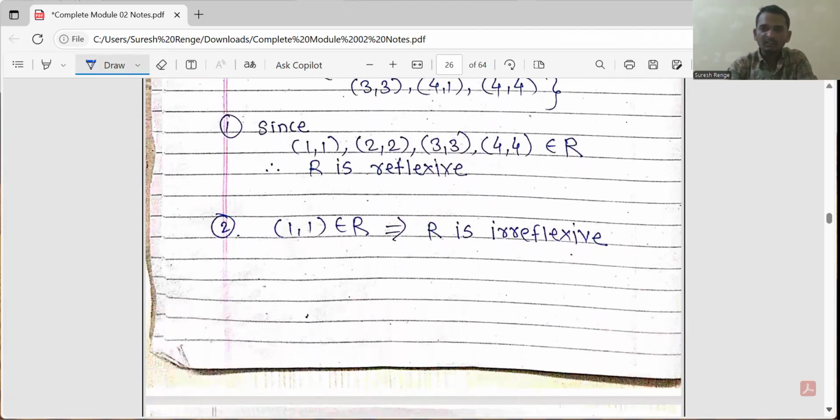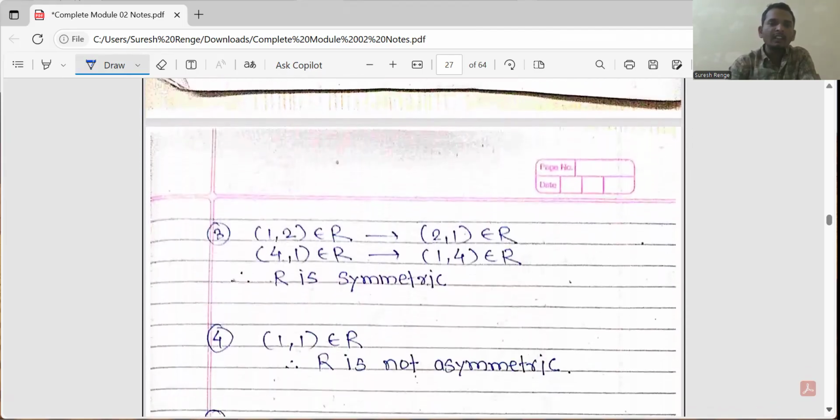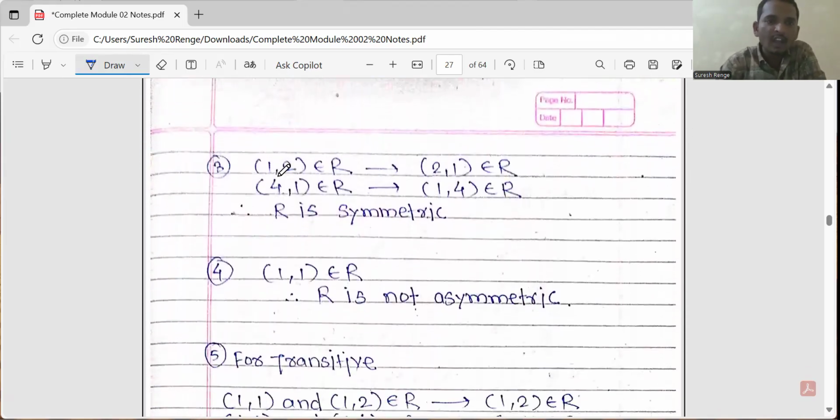Then how do we write that the relation is symmetric? Let us think that (1, 2) belongs to R. It implies that (2, 1) also belongs to R. (1, 4) belongs to R implies that (4, 1) also belongs to R. Therefore, we conclude that the relation satisfies the symmetric property. That relation is a symmetric relation.